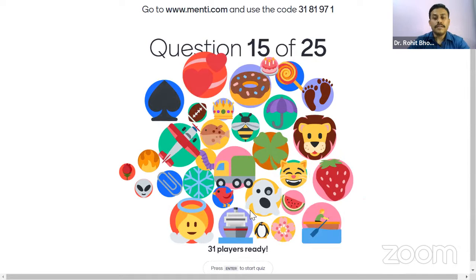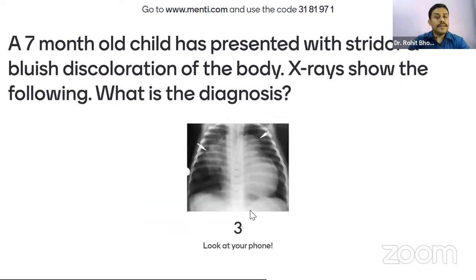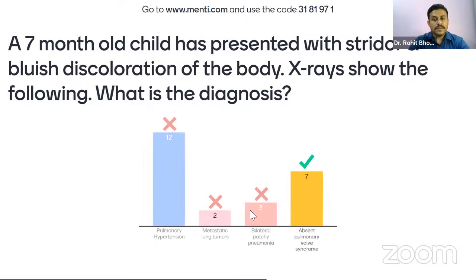Question number 15. 7-month-old presented with stridor, bluish discoloration of the body, X-ray showing this. What is the diagnosis? So absent pulmonary valve syndrome.